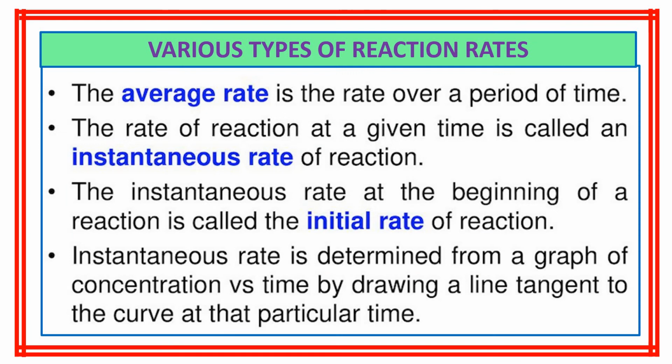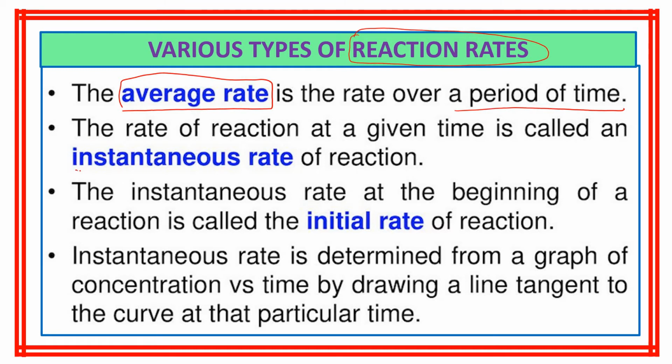Now let me take the various types of reaction rates. We discuss two types of rate of reactions here. One is called average rate. We take average rate when the time interval is more, that is, rate over a period of time between two times, in which the time interval is large, like 10 seconds, 1 minute, 10 minutes, like that.